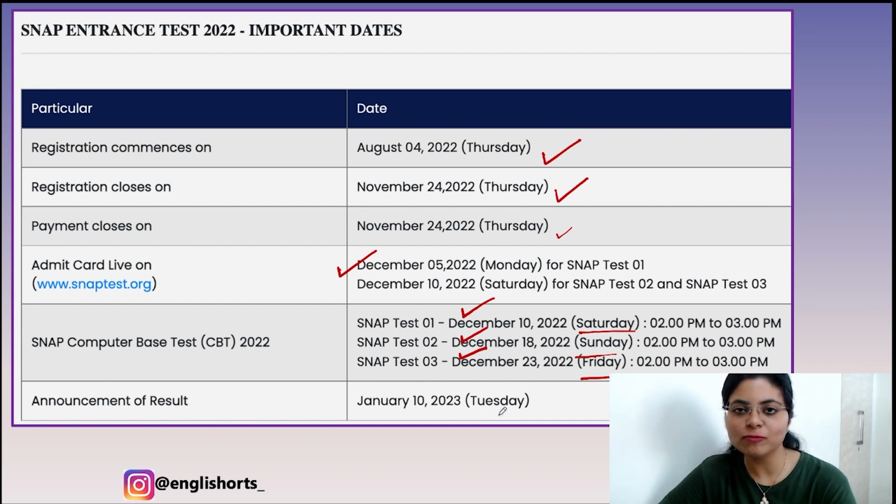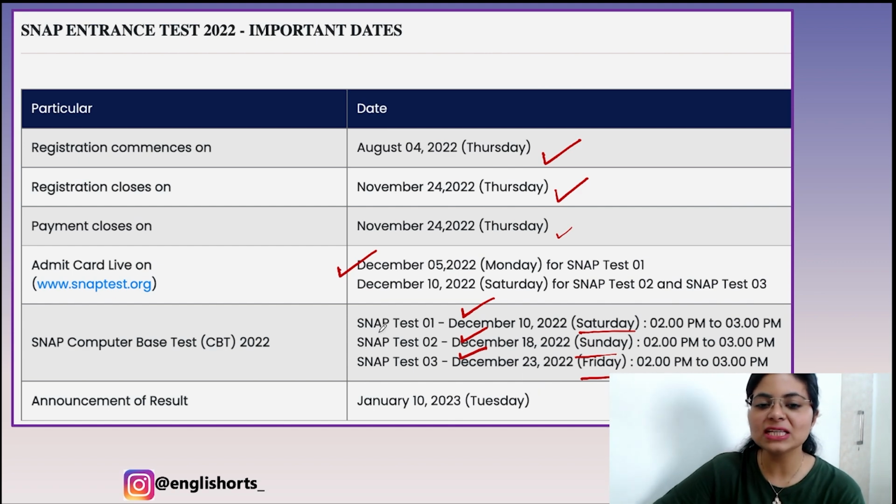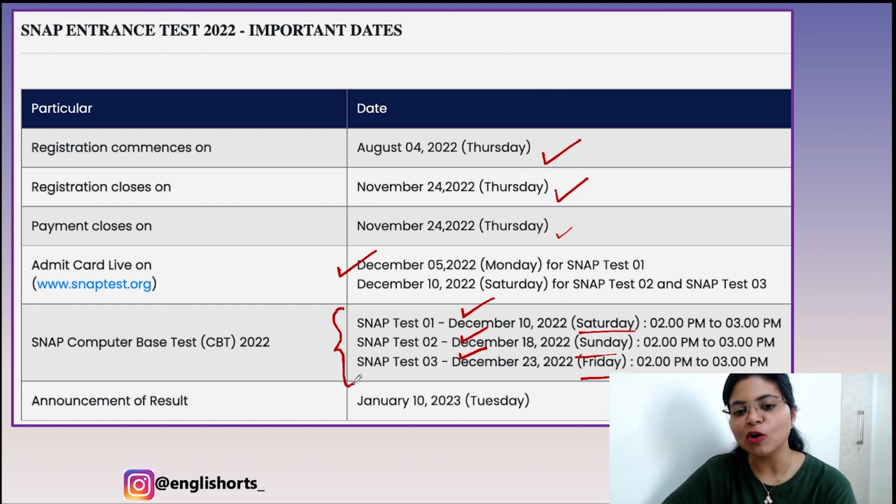I'm sure there are a lot of people who will take it at least twice, if not thrice, because once you take the exam and you are more sure about it, and you think that you can score maybe 5 marks extra, 6 marks extra, a lot of people choose to give it again. Also, by the time we reach these dates, December, you've already taken your NMAT, your CAT, and your IFT.